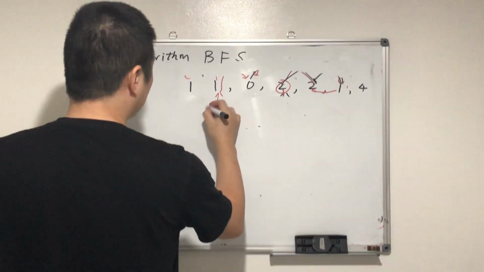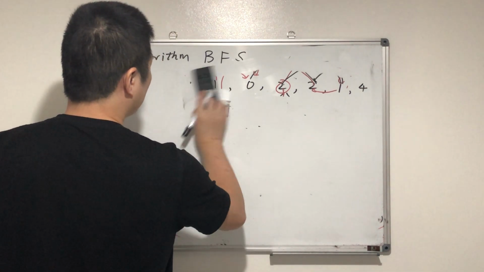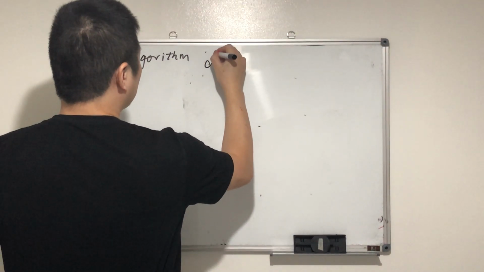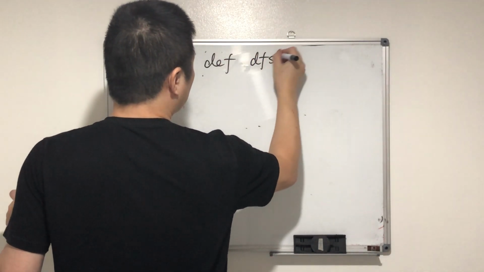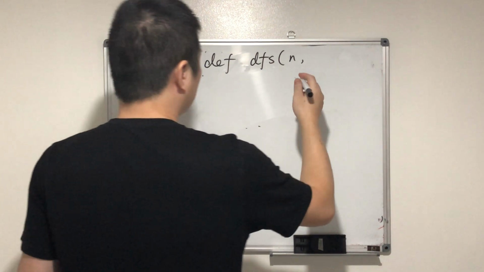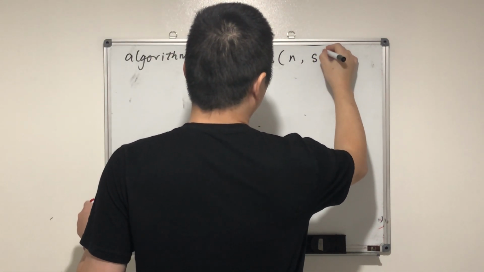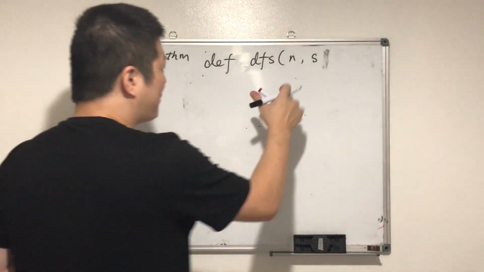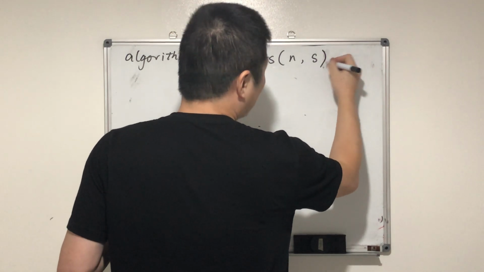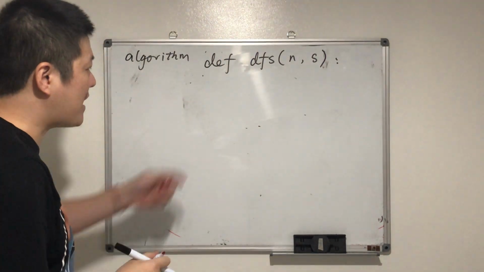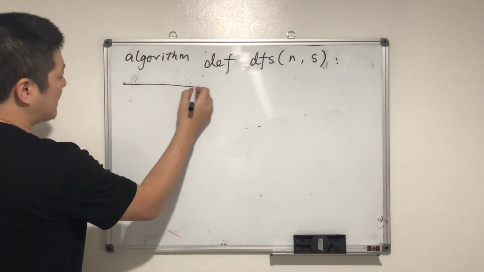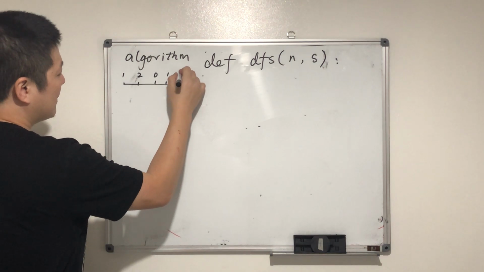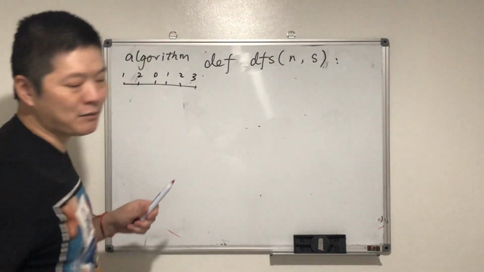Depth first search, DFS, bracket n comma s comma visit. Don't look at my notes, just look at my board. So here, DFS(n, s), n is the list. This is the map, the list of numbers. We're talking about the numbers. And s is the starting point.